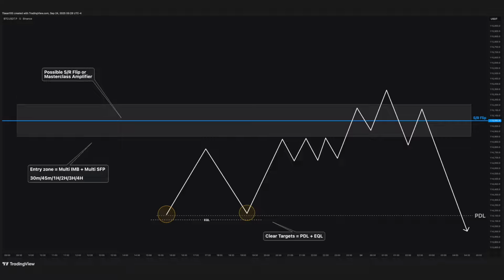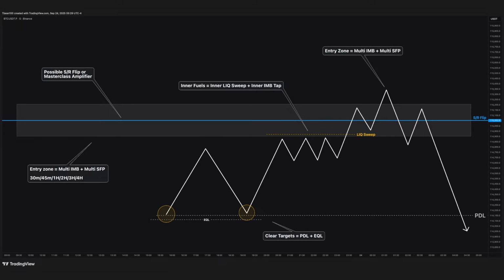Now let's switch over to entries. Right here we've got a really solid entry zone that's built around a mix of multiple imbalances and SFP, or swing failure pattern. And if you look closely, when there is an inner liquidity sweep, like the one we are pointing out here, it gives you an extra layer of confirmation and confidence. The rest is not too complicated actually. It all comes back to structure.